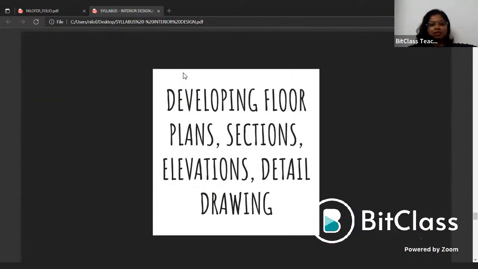The next one is the idea of developing floor plans, sections, elevations, and detailed drawings.